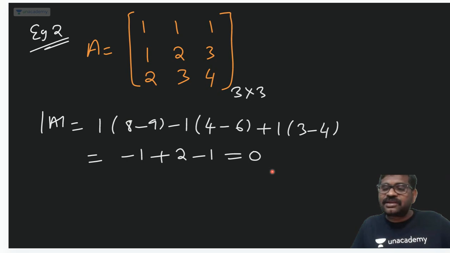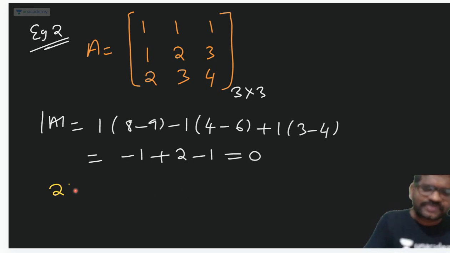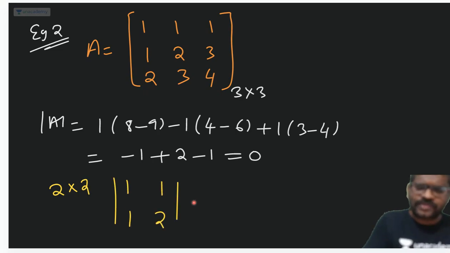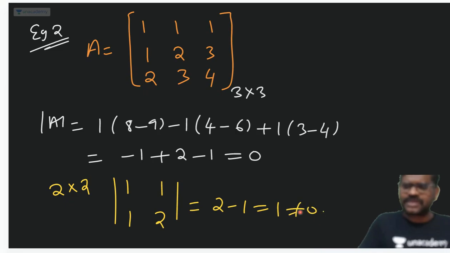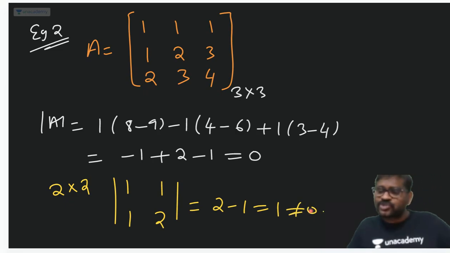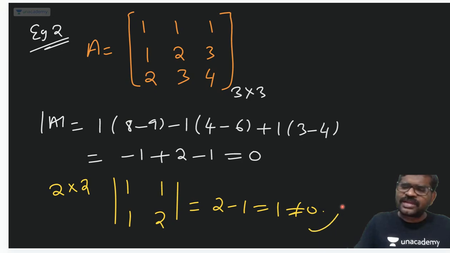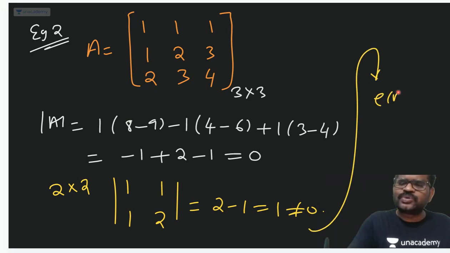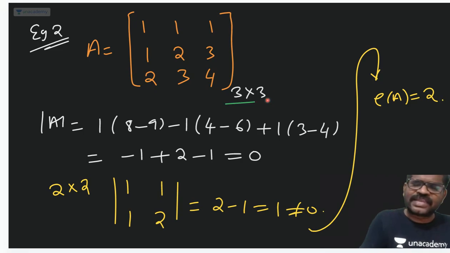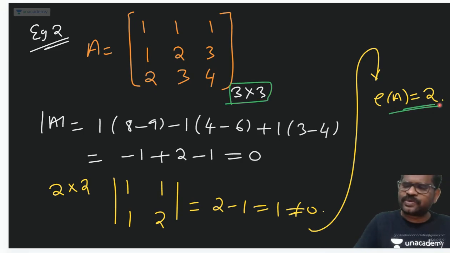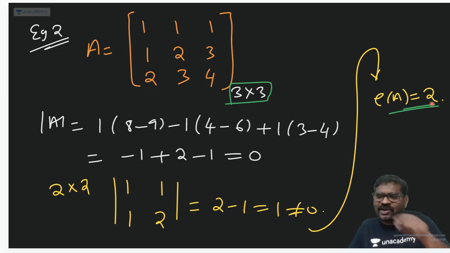If the 3 cross 3 minor is 0, you have to verify 2 cross 2. So 2 cross 2: 1, 1, 1, 2. 2 minus 1 is 1, non-zero. If the 2 cross 2 minor is non-zero, rank is 2. The matrix is 3 cross 3 with rank 2.